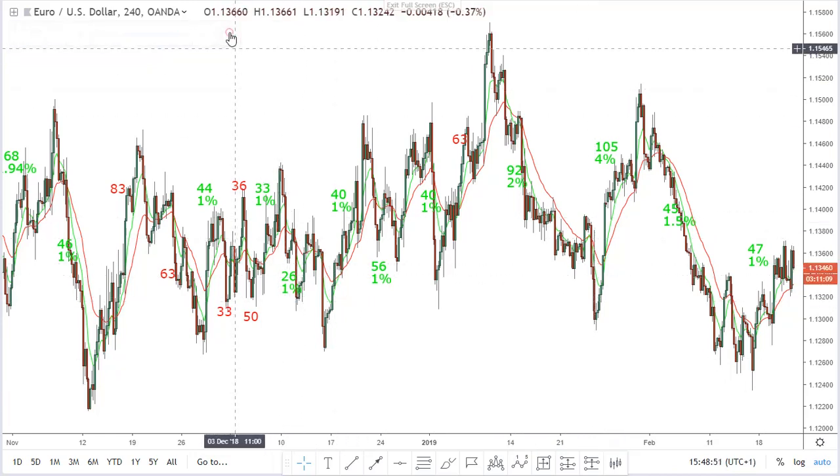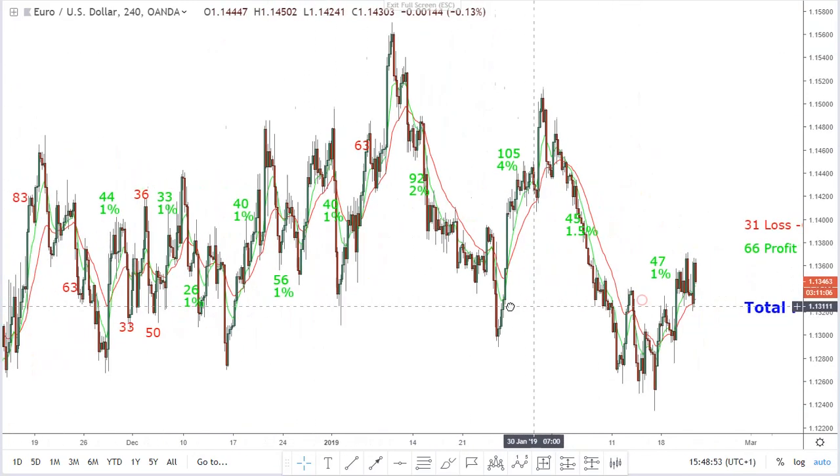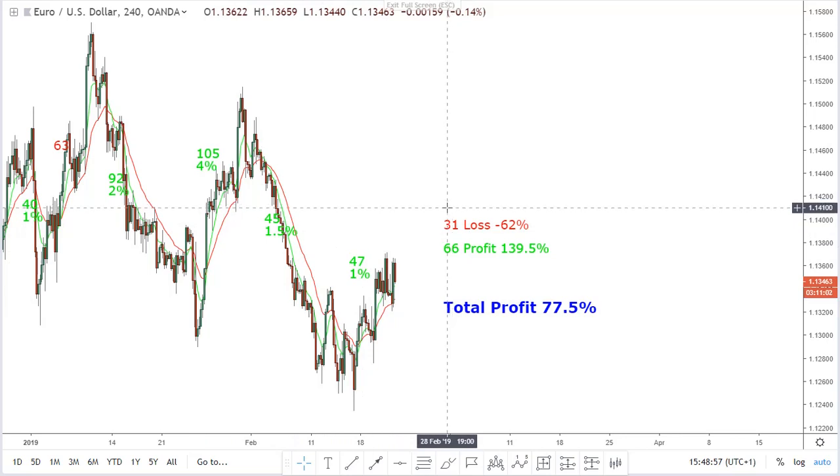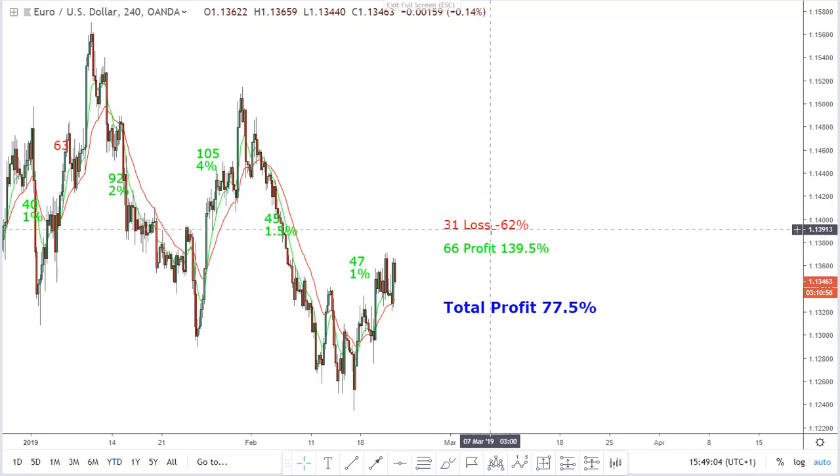Let's just have a look at the end results here. I've already added everything up. From the start of 2017, on this strategy that I developed, and bear in mind that this is only one currency pair, there was a total of 31 losses. Now remember I said that for every loss, it was 2% of account because we risk 2% of our account per trade. And that totals then at 62% loss.